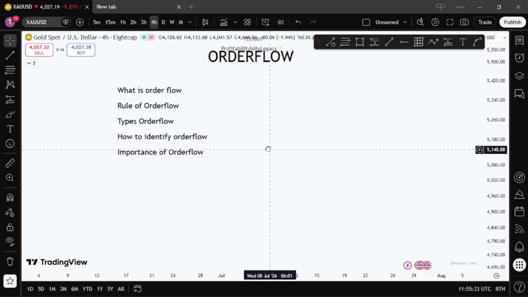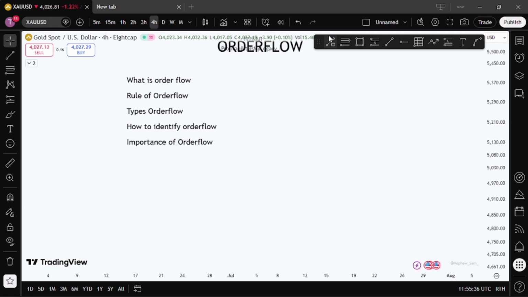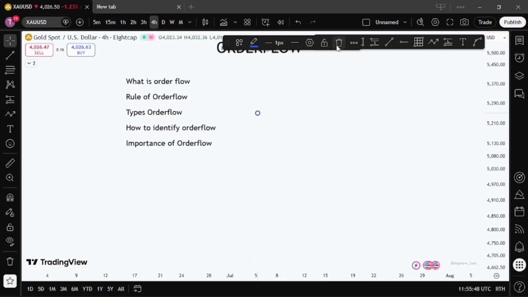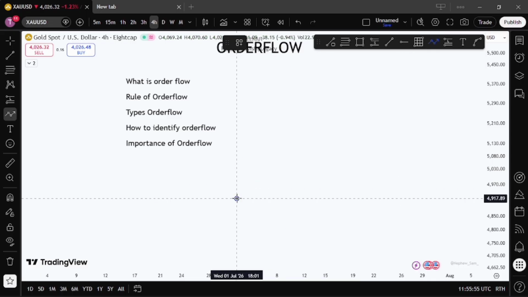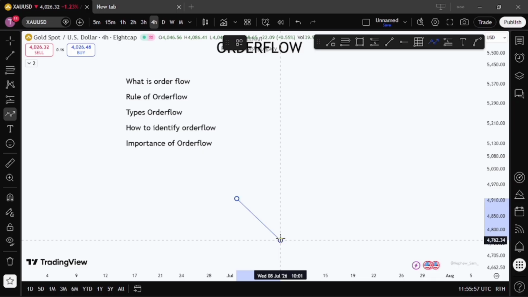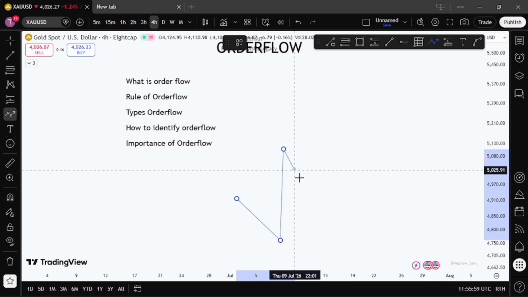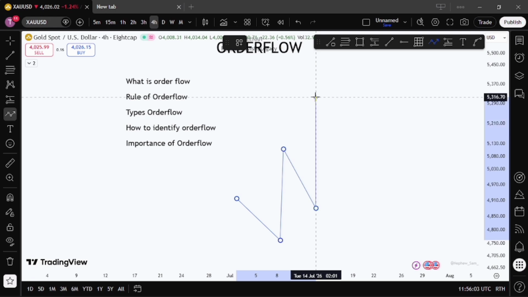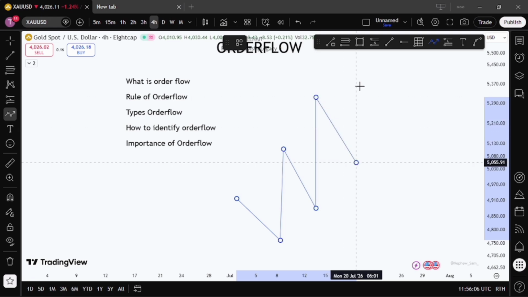The bullish and bearish order flow. You already know what the bullish order flow looks like. When price is making higher highs and higher lows, what does that tell us? It shows us that the buyers are in control. You can see this: price making higher highs and higher lows.